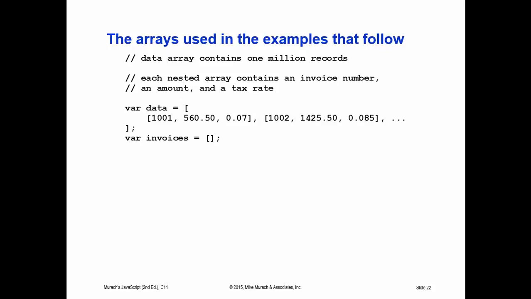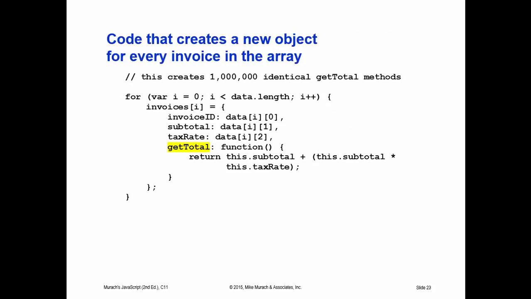So the second example in here shows how you could do it with an object literal. For each nested array, if you did it that way, you would create a new getTotal function for each loop iteration. So if you had 1,000,000 invoices, you'd have 1,000,000 of these functions. Well, that's not what you'd want to do, so that's not really a great example either.